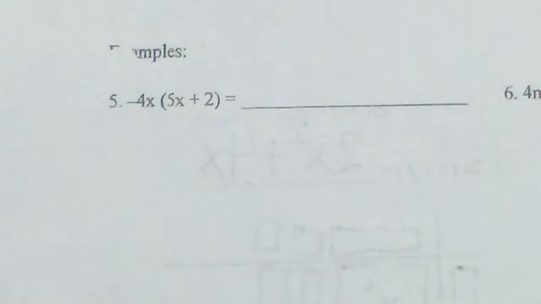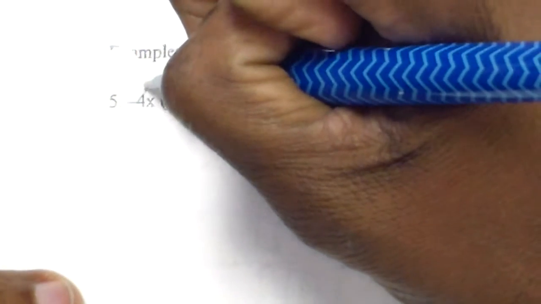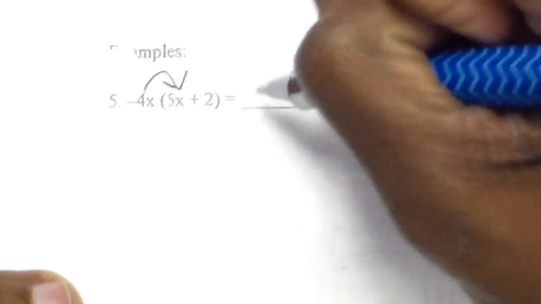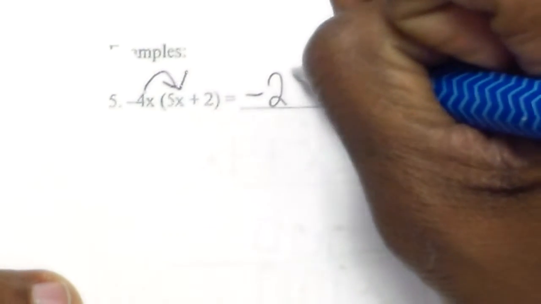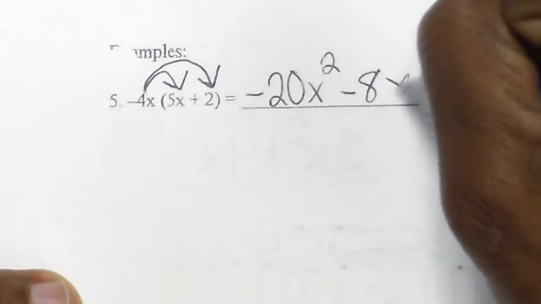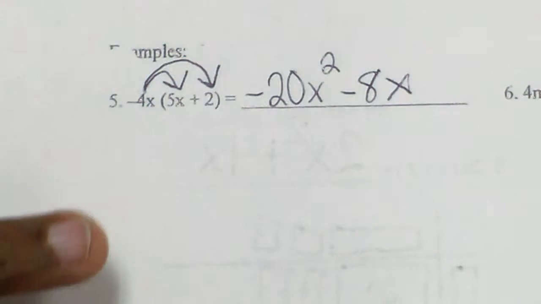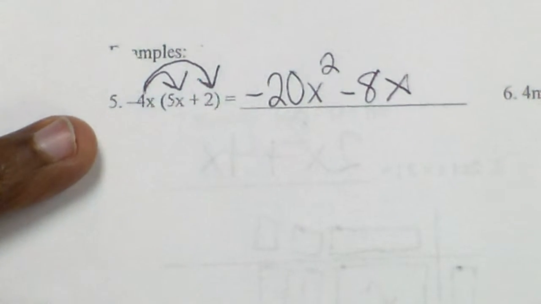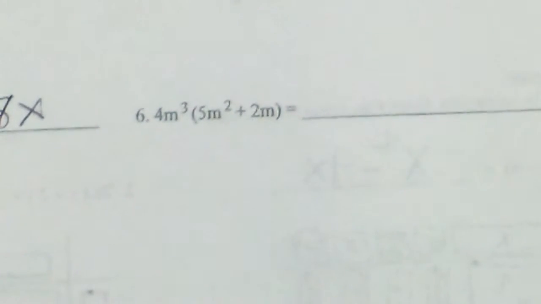So let's look at number 5. We distribute negative 4x times 5x, and we get negative 20x squared, negative 4x times 2, and get negative 8x. Got it?